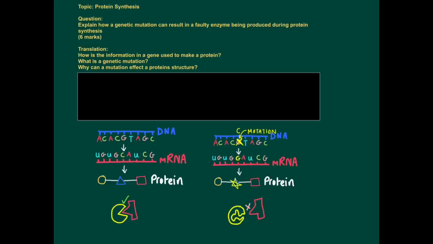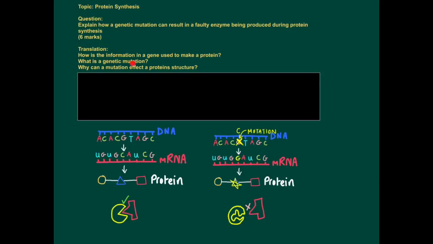Here, you're being asked to discuss the process of protein synthesis. You have to explain what a genetic mutation is and how a genetic mutation can affect the process of protein synthesis to produce a faulty enzyme. An enzyme is a protein, so it's saying a faulty protein. So the translation for this is: how is the information in a gene used to make a protein? That's explaining protein synthesis, basically.